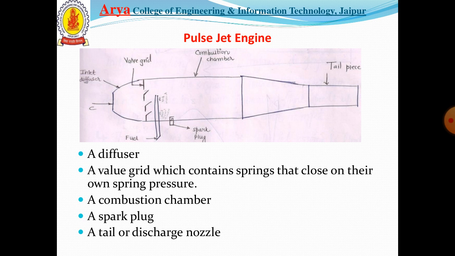It is a mechanically operated flapper valve grid which can allow or stop air flow in the combustion chamber. Thus, the pulse jet is an intermittent flow, compressorless type of device with a minimum number of moving parts.